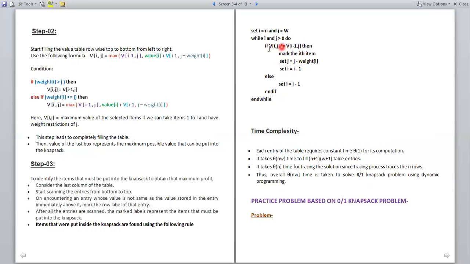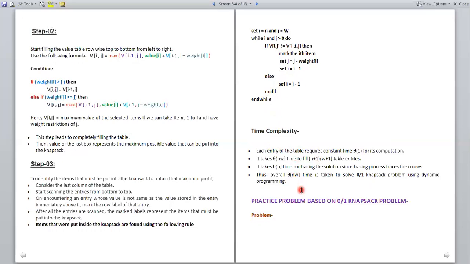And if both values are the same, that means the same column and different row have the same value, then we just decrement the ith position value. Okay, so these are the steps. The complexity is n cross w, that means theta of nw, where n is the number of items and w is the maximum capacity. So this is the time complexity, theta of nw.